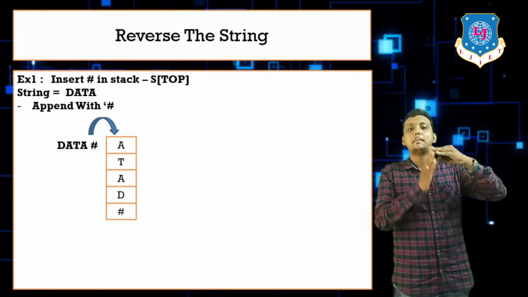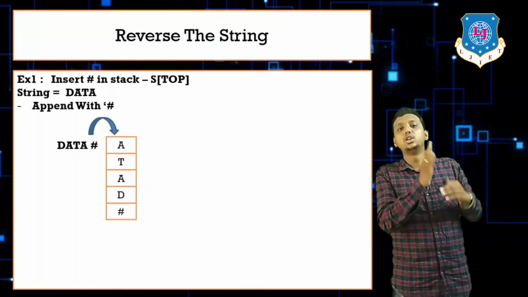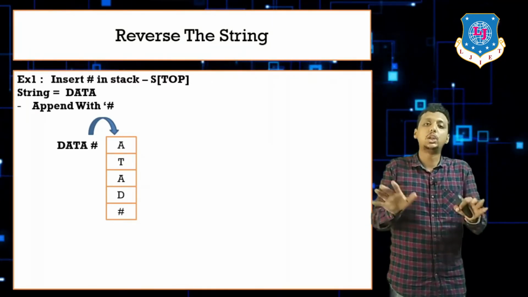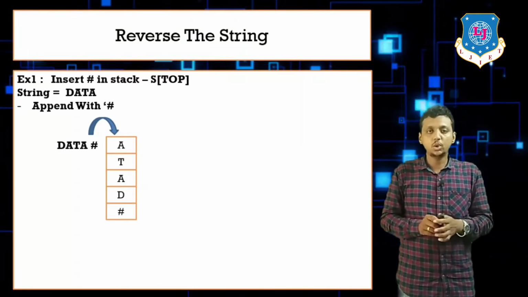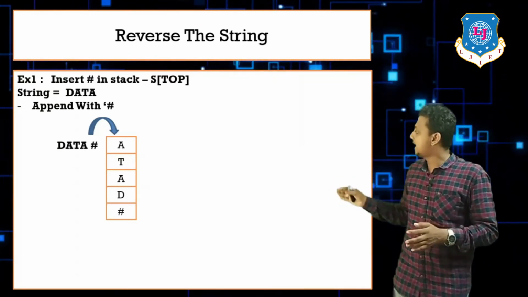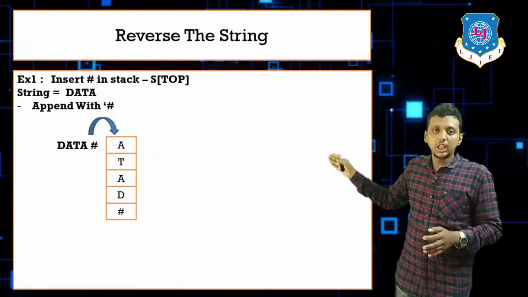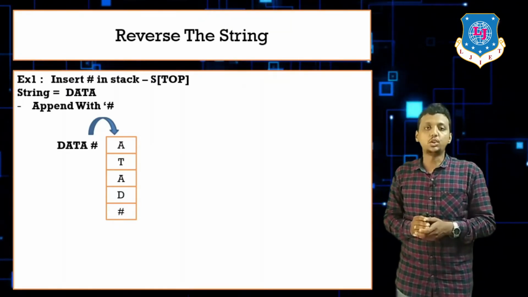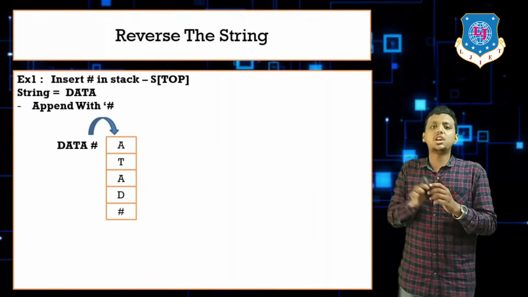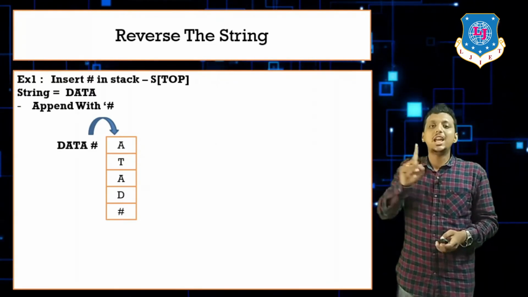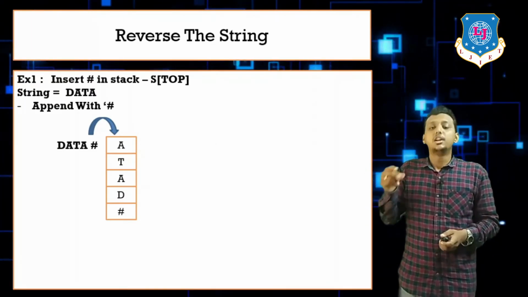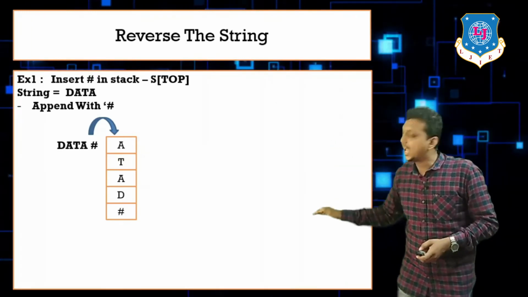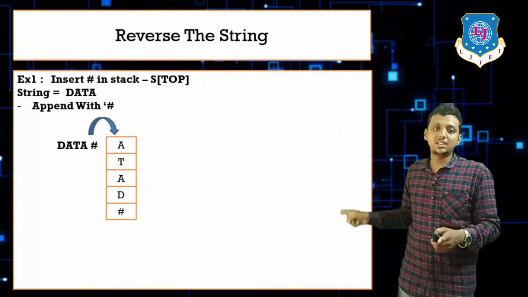Now students, the value becomes hash, so I'm not going to take that hash. What I have is A, T, A, D and hash inside my stack. Now what to do? After pushing, you just need to apply the pop operation and concat each and every character, but do the pop operation until and unless you get the hash value. That's why I initialized the stack with the hash.